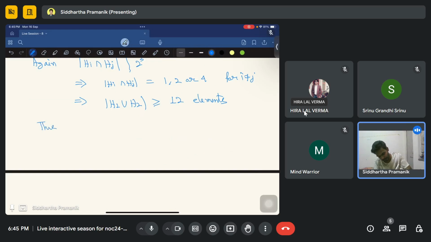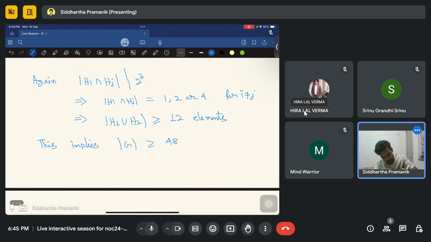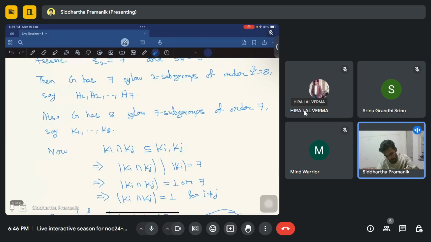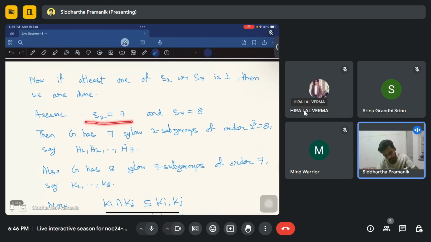So this implies the cardinality of G is at least 48 plus 12, which is 60. But this is not possible, right? Because we have started with a group of order 56. So what went wrong? We have assumed that s2 is 7 and s7 is 8. So this cannot be possible. This is wrong.